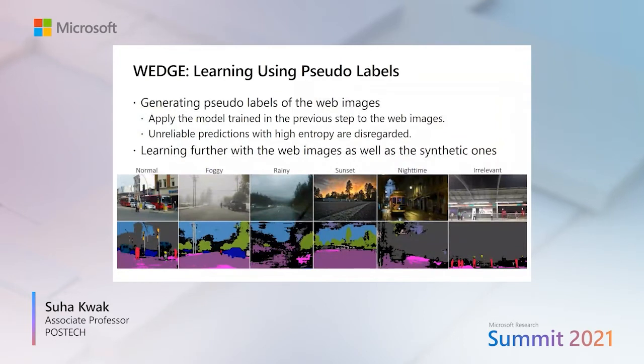Finally, in the third step, WEDGE generates pseudo-labels of the web images by applying the model in the second step. Note that the pseudo-labels disregard pixels whose predictions are unreliable to alleviate the negative impact of errors in the pseudo-labels. Then WEDGE trains the segmentation model obtained in the second step further by using the web images as well as the synthetic ones as training data.